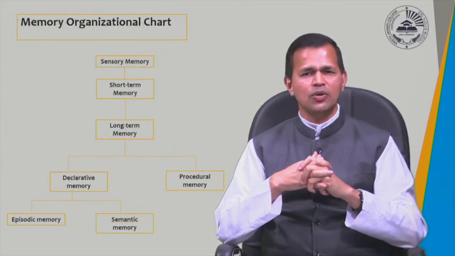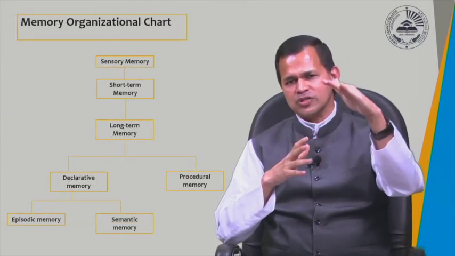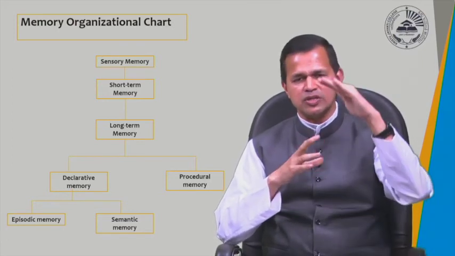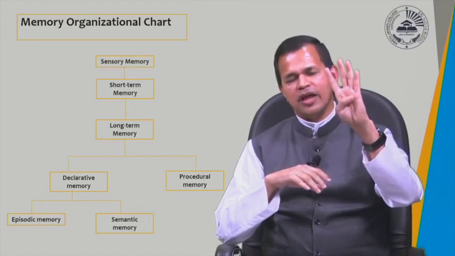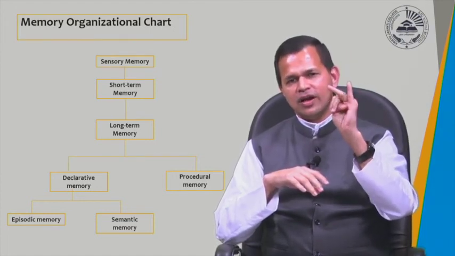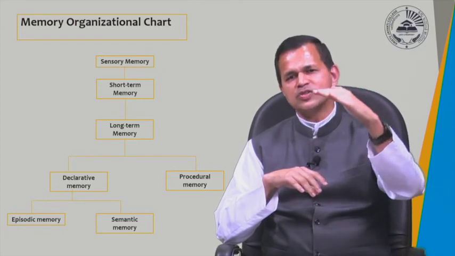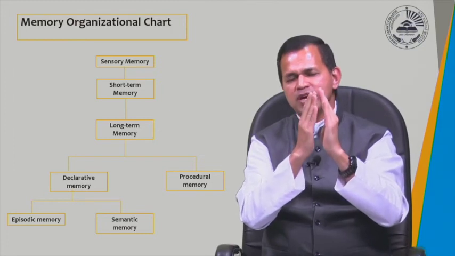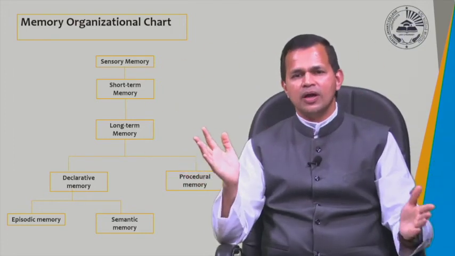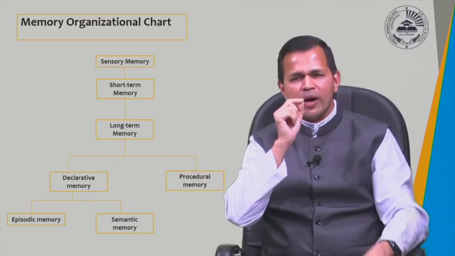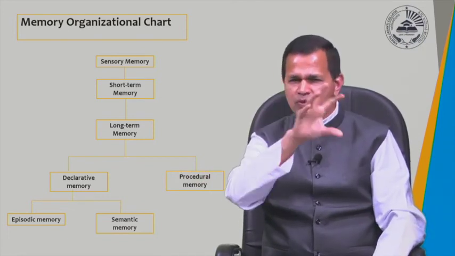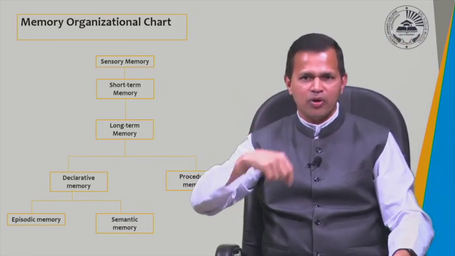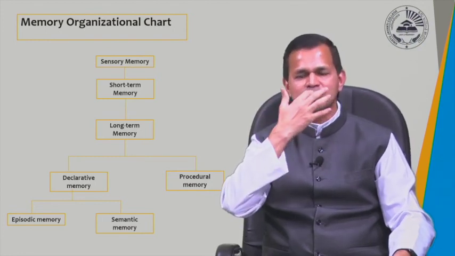So before I conclude, let us look at what we were just talking about, the memory organizational chart. We began by saying which are the three processes: encoding, storage, and retrieval. The memory chart begins with sensory memory, which is a very, very short period of time with a large amount of information. Then, by your attention, some of it is accepted and taken to short-term memory, where you process it and make some connection to it, and that is called short-term memory.